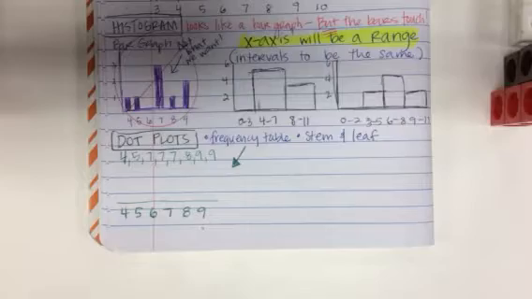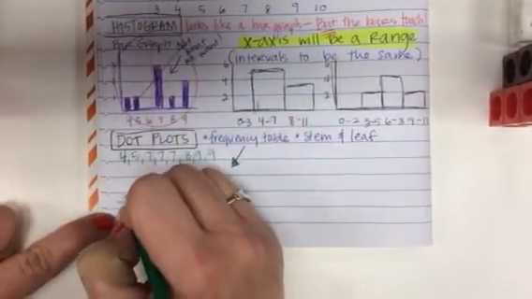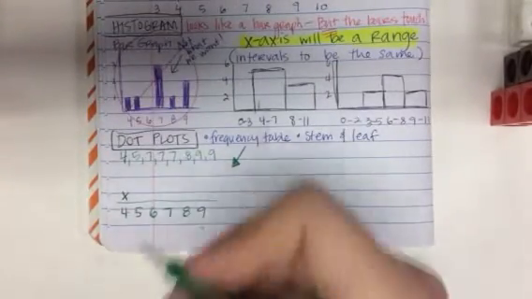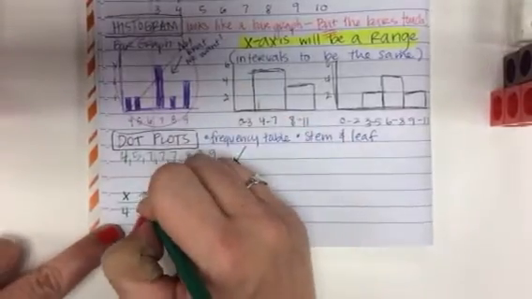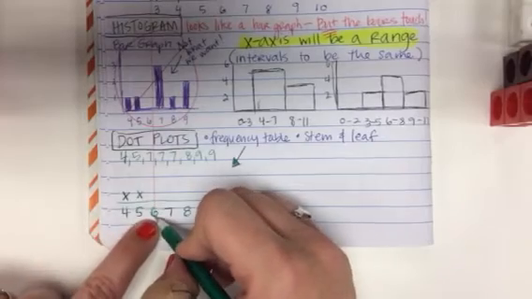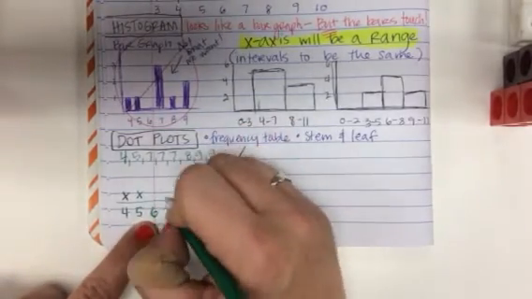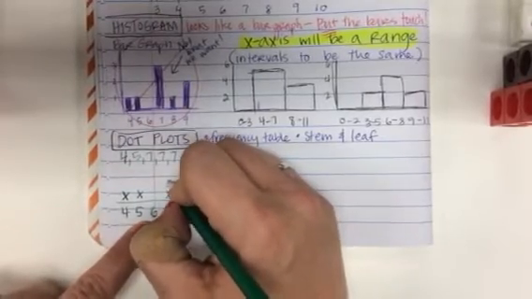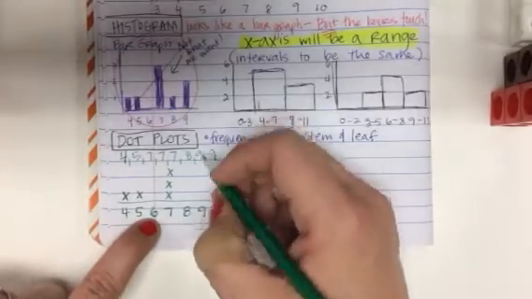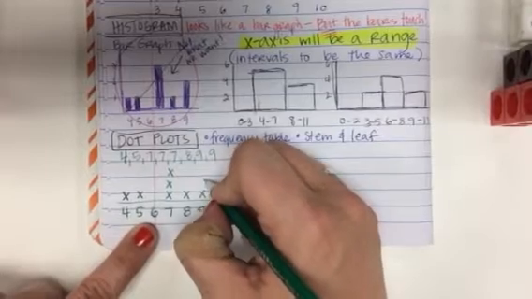But then the frequency table takes us, and we say there's 1 4, so I put an X, you could put a dot. There's 1 5. There are 0 6s. There are 3 7s. There's 1 8. And there are 2 9s.